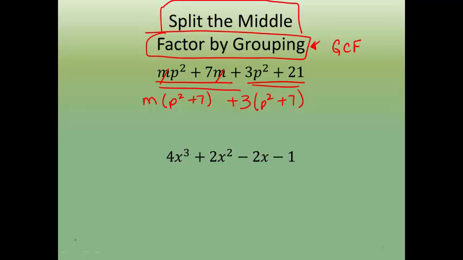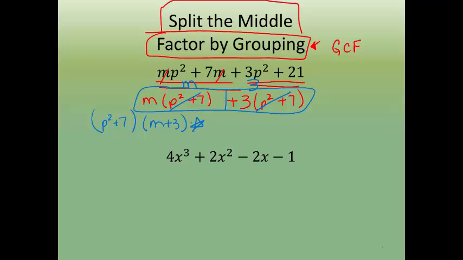If you were then to consider this to be a GCF problem, and I were to split it in half, my GCF is p squared plus 7. So I can factor out now p squared plus 7 out of this one and out of this one, and I'm left with on the top here an m and a 3. So I get m plus 3. So this right here is my final factored form. P squared plus 7 times m plus 3. Let's try it with the next problem.